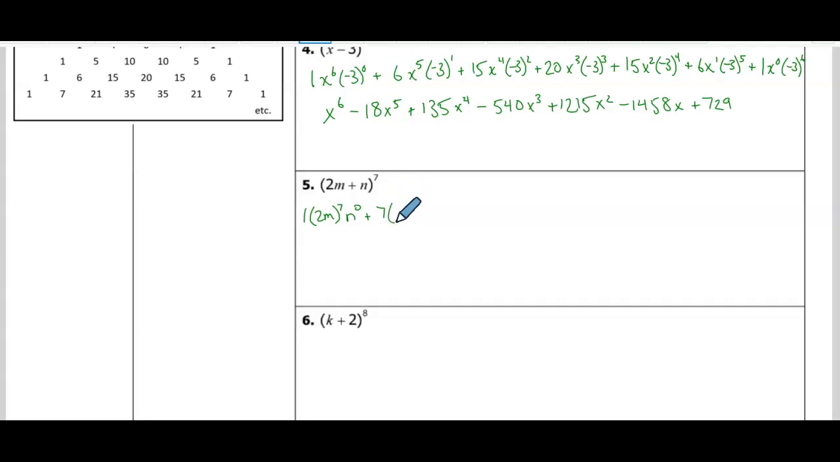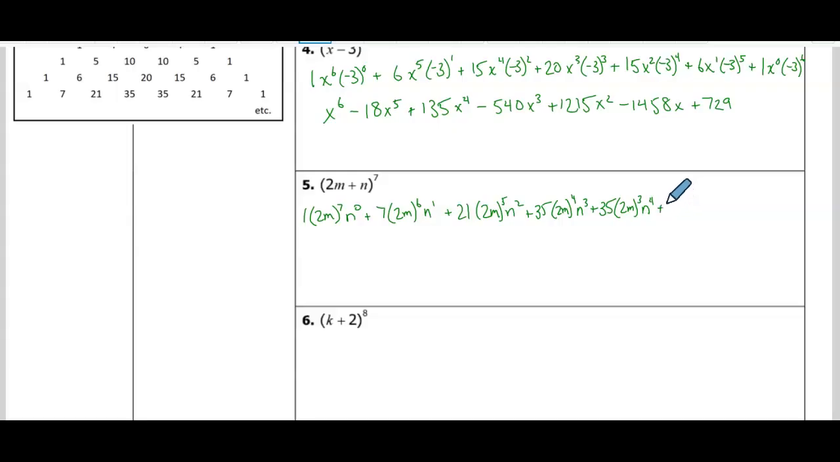7 times 2m to the 6th times n to the 1st. Powers add up to 7. I'm on the 2nd slot. 3rd slot should be a 21. Okay, I have 2m going down 1 power to the 5th, n goes up 1 power to the 2nd. Then I'm at 35. So I have 2m to the 4th. I have n to the 3rd. Another 35. 2m to the 3rd. N to the 4th.